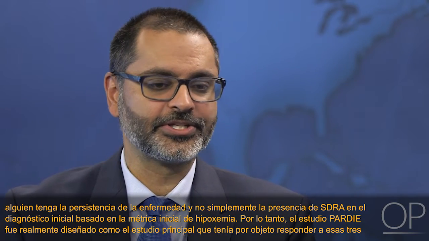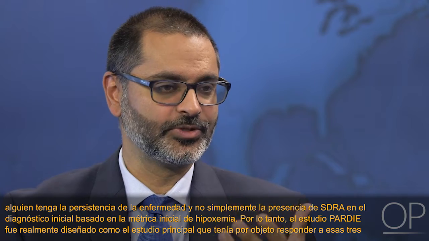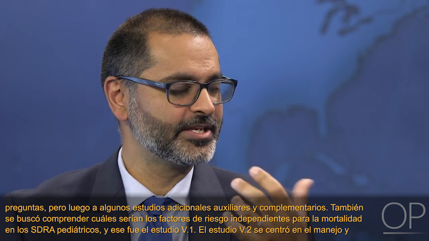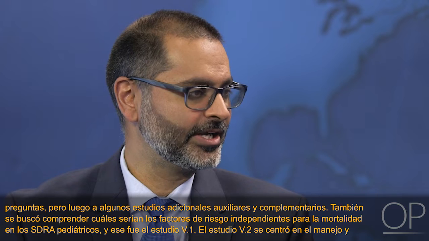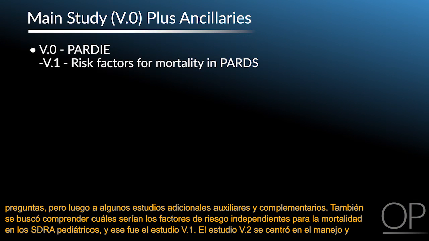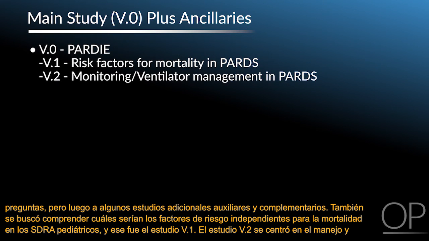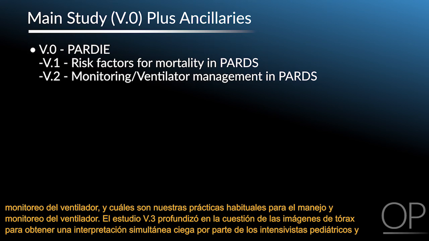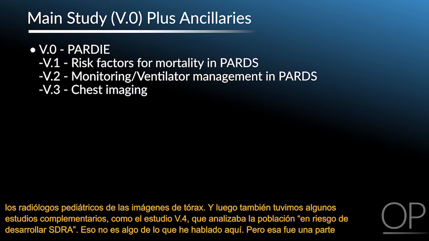So the PARDIE study was really designed as the main study, which was meant to answer those 3 questions, but then some additional ancillary and complementary studies. We also sought to understand what independent risk factors for mortality would be in pediatric ARDS, and that was the V1 study. The V2 study focused on ventilator management and monitoring, and what are our usual practices for ventilator management and monitoring. The V3 study took a deeper dive into the chest imaging question to get blinded, simultaneous interpretation by pediatric intensivists and pediatric radiologists on the chest imaging.